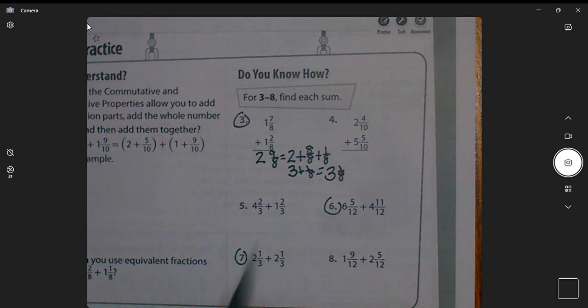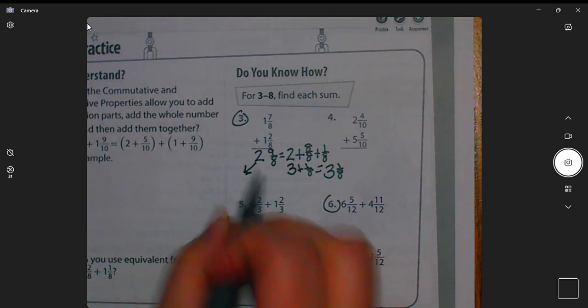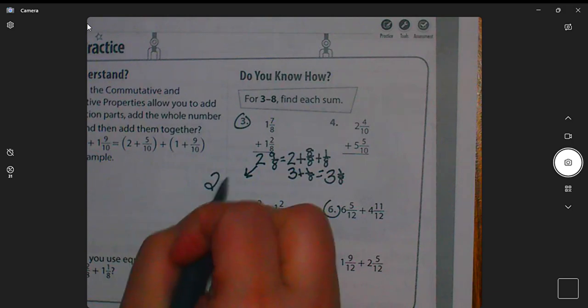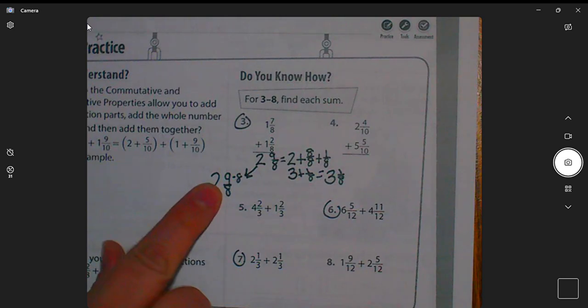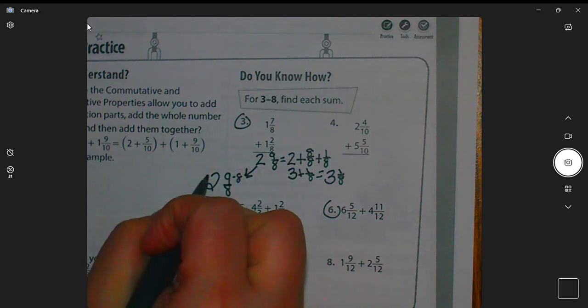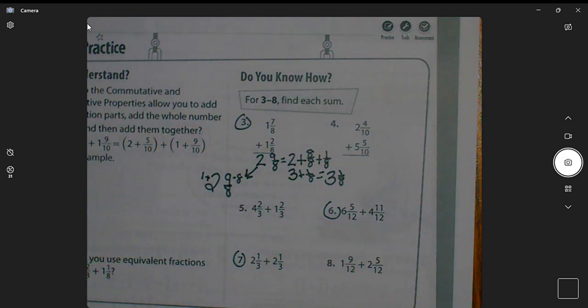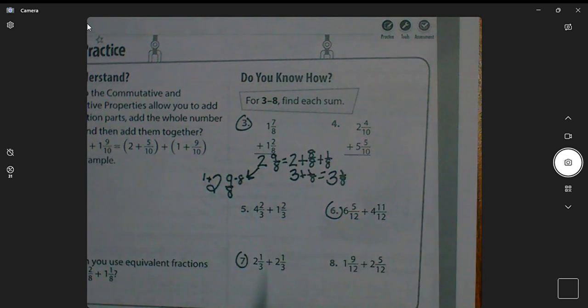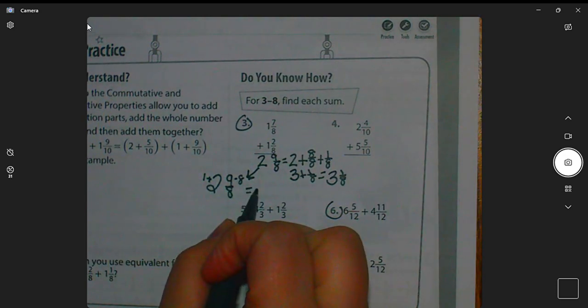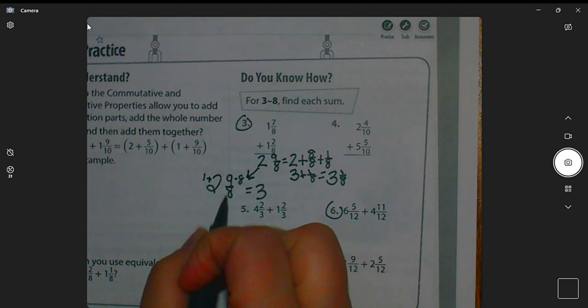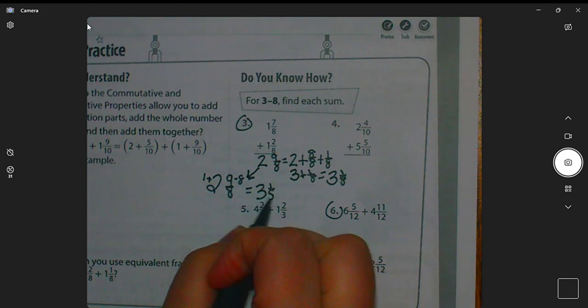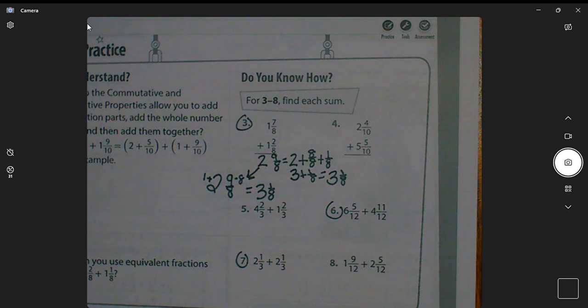Now, I'm going to bring my thinking for the other way over here. 2 and 9/8. Again, I'm going to take away a whole because I have enough to. But what I take away, I have to give over to the whole number. I took a whole out, so I have to give a whole to the other whole. 1 plus 2 is? Yeah, it's 3. 9 minus 8 is 1, and the denominator never changes. 3 and 1/8.